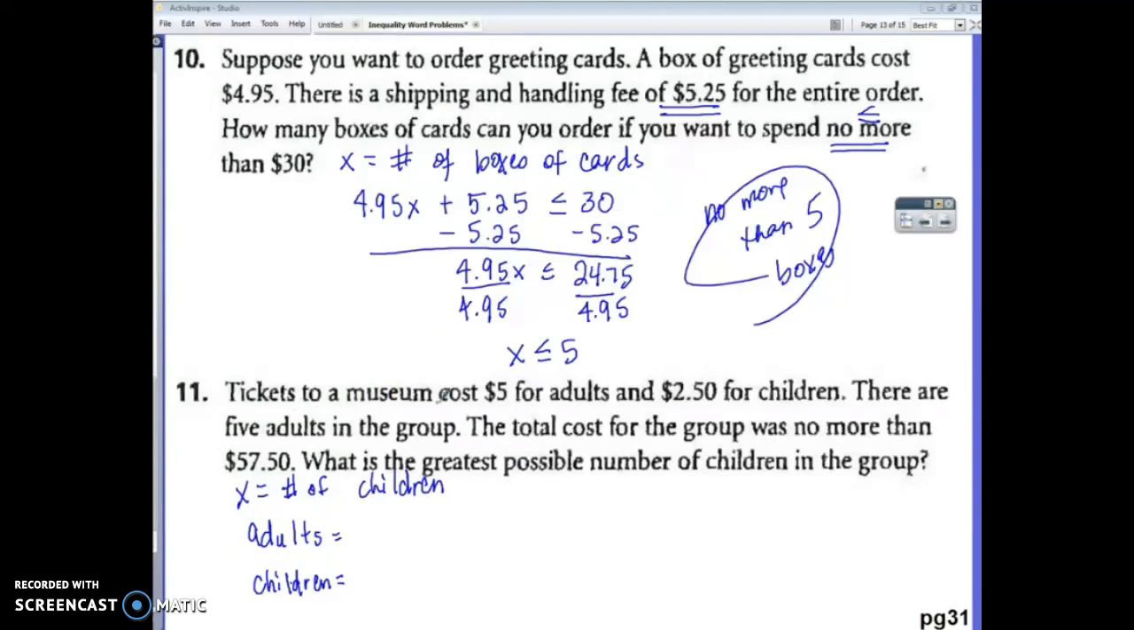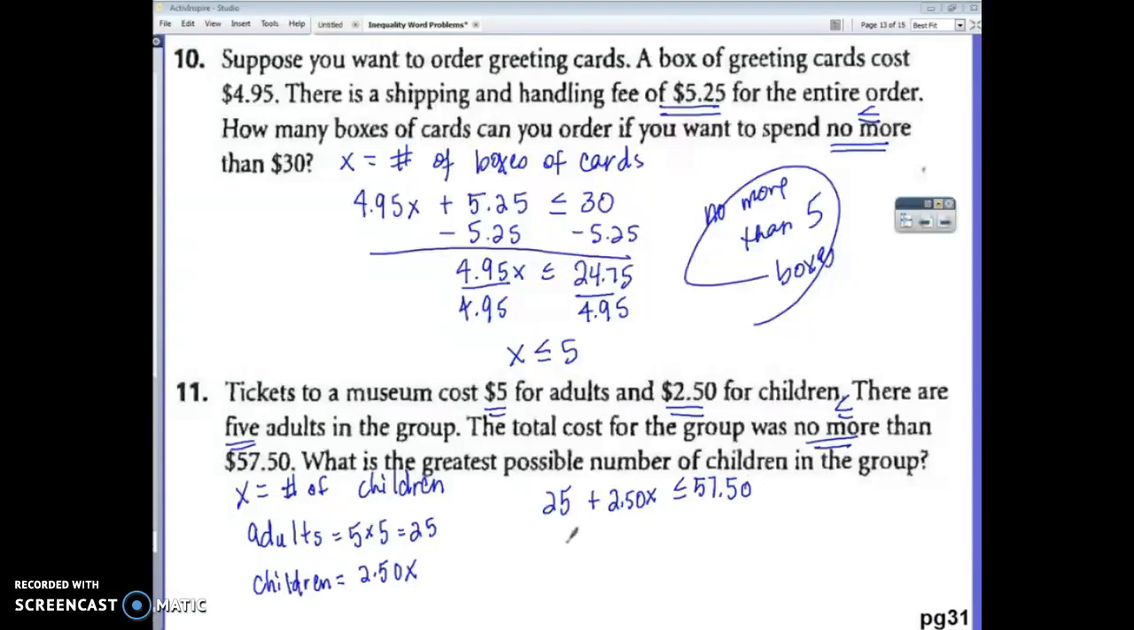Well, I know that the adults cost $5, and then there are 5 adults. So $5 times 5 gives me 25. Well, the kids' tickets are $2.50, but we don't know how many kids there are, so the number of children would be X. And I'm spending no more than $57.50. I know y'all know that's less than or equal to. So I have the $25 from the adults plus the $2.50 for each child is no more than $57.50.